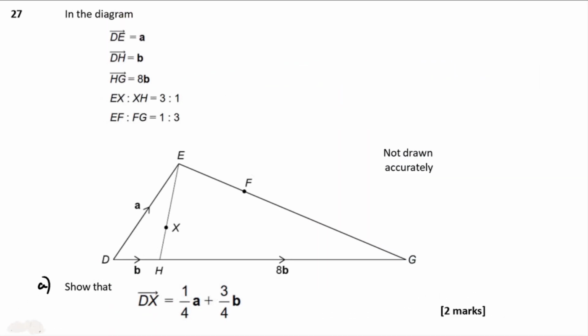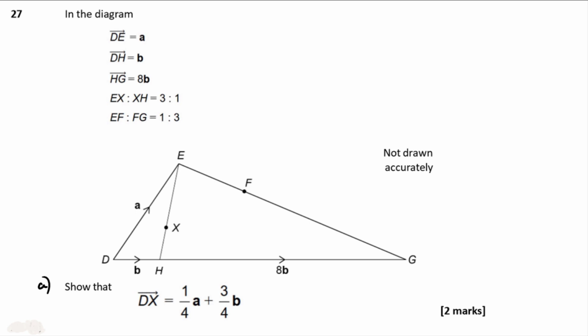Question 27. In the diagram, the vector from D to E is A, D to H is B, and H to G is 8B. The ratio of EX to XH is 3 to 1, and the ratio of EF to FG is 1 to 3. Show that the vector D to X is a quarter of A plus 3/4 of B.